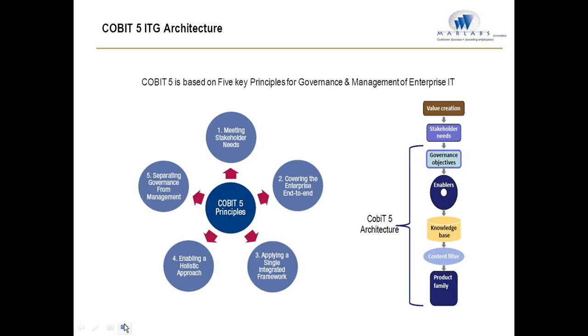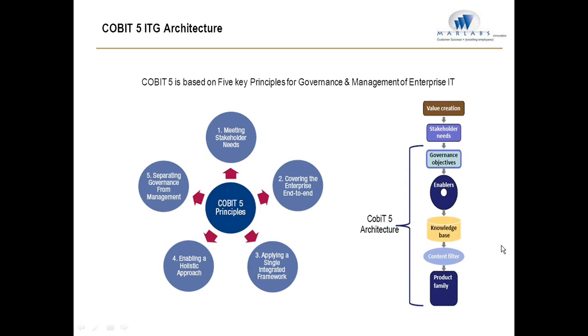So it starts with meeting the stakeholder needs, covering the entire enterprise end to end, coming out with a single integrated framework for achieving the IT governance objectives, having a holistic approach, and of course we need to understand the difference between what is governance and management. So COBIT5 clearly sets out what is governance and what is management, basically the activities which are part of governance and management.